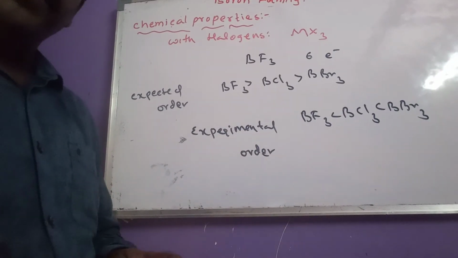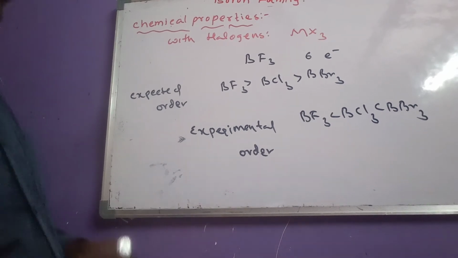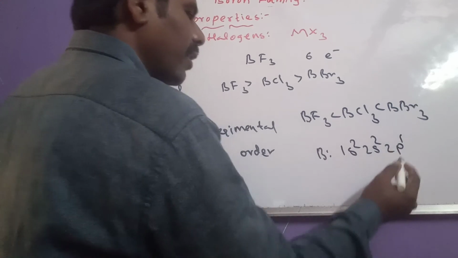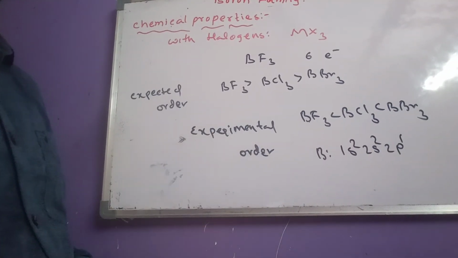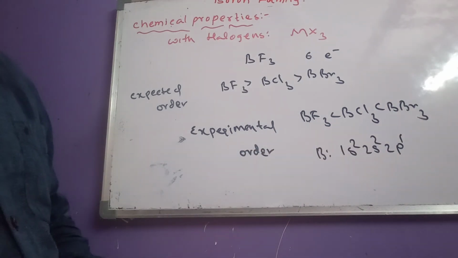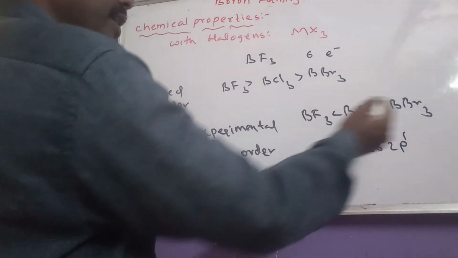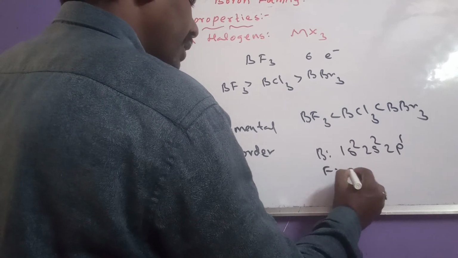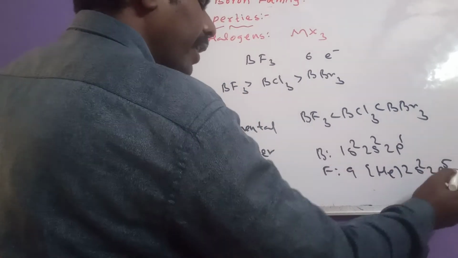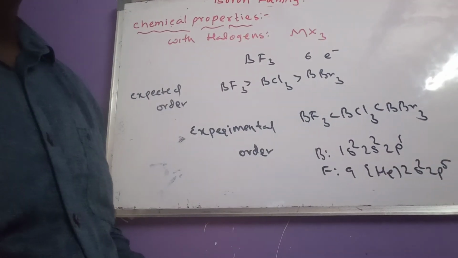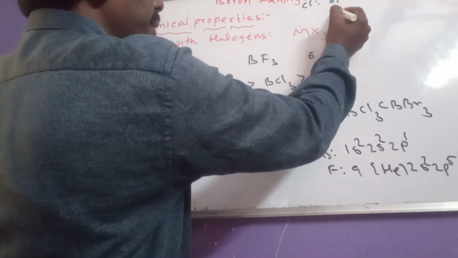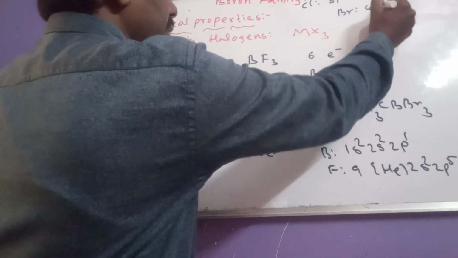Why did this happen? Due to back bonding. What is back bonding? Let us see. For example, boron has the configuration 1s2, 2s2, 2p1. That means in the p subshell, two vacant orbitals are there, py and pz. In boron, the 2p set of orbitals is vacant. Now consider the halogens. Fluorine has atomic number 9, so its configuration is helium 2s2 2p5. That means fluorine has lone pairs of electrons in the 2p set of orbitals. In chlorine, lone pairs are present in the 3p subshell, and in bromine, in the 4p subshell.